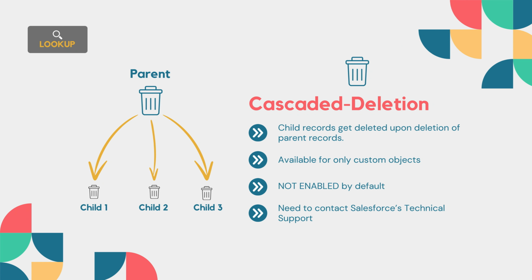Optional cascaded deletion. The cascade deletion, which allows deletion of child records upon deletion of its parent records, is also available in lookup relationships. However, this comes with some limitations. This behavior is available only for the custom objects. This means that if we have a custom object on which we are implementing a lookup relationship that is referring to either a standard or another custom object, then we can enable this option. By default, this option is not available. To enable this option, we need to contact the Salesforce technical support.